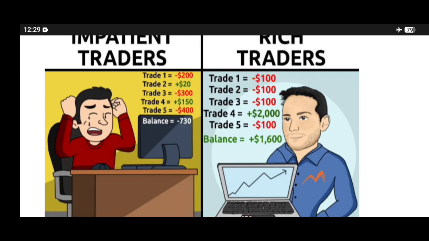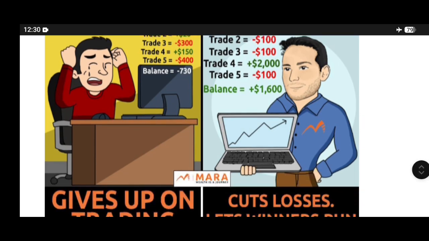Which simply means what Warren Buffett says, that the market collects money from impatient traders and gives it to the patient traders. So you need to learn how to be patient as a trader. I cannot overemphasize this.